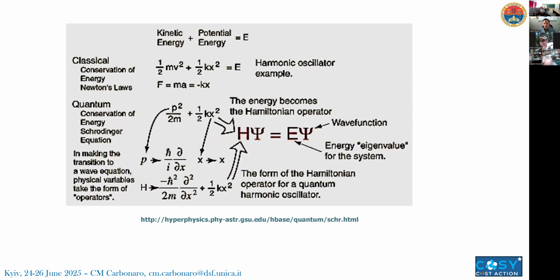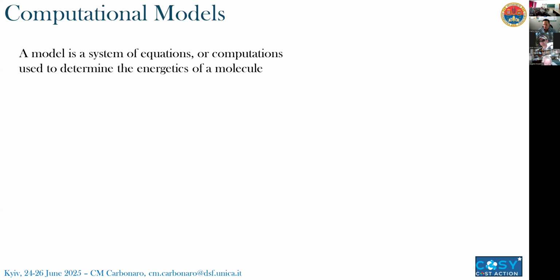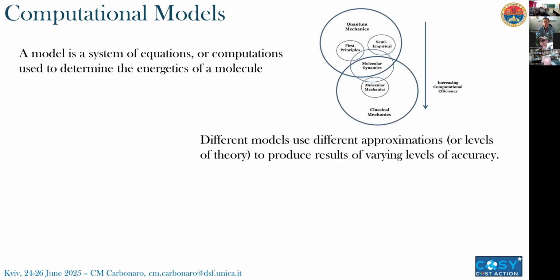So we need to solve this equation. I will leave this link if you want a nice way to understand how we go from the classical equation of the energy to the Schrödinger equation. And once we have that, we have to construct the model in order to solve the equations and determine the energetics of our system, in particular our molecules, in the case I'm presenting, but of course this holds for all systems.